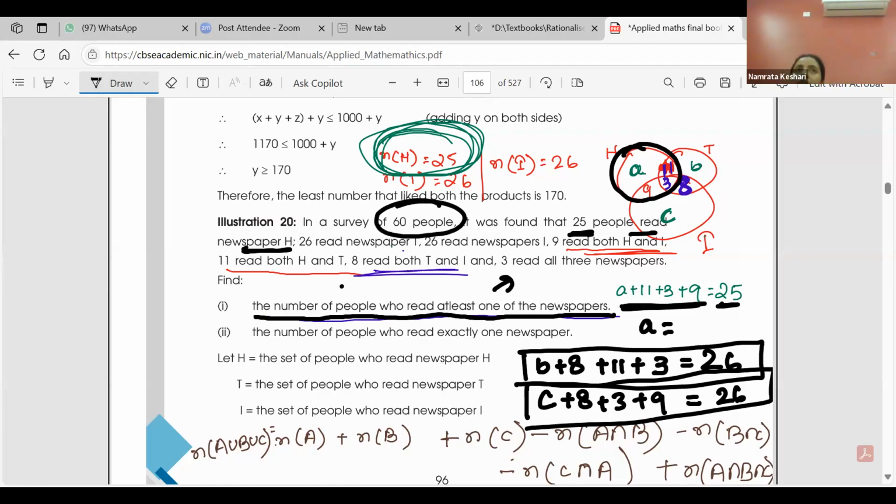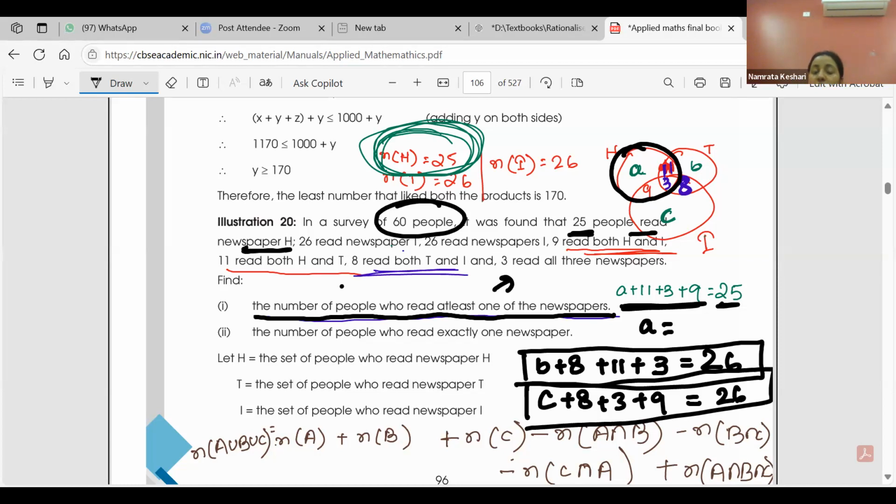That will be the case if all the people are participating in the survey. Suppose, just now we discussed that some people prefer tea, some prefer coffee, and there are some preferring both. Now if I ask what is the number of people who prefer at least one drink, minimum one drink, we will take all three, right?